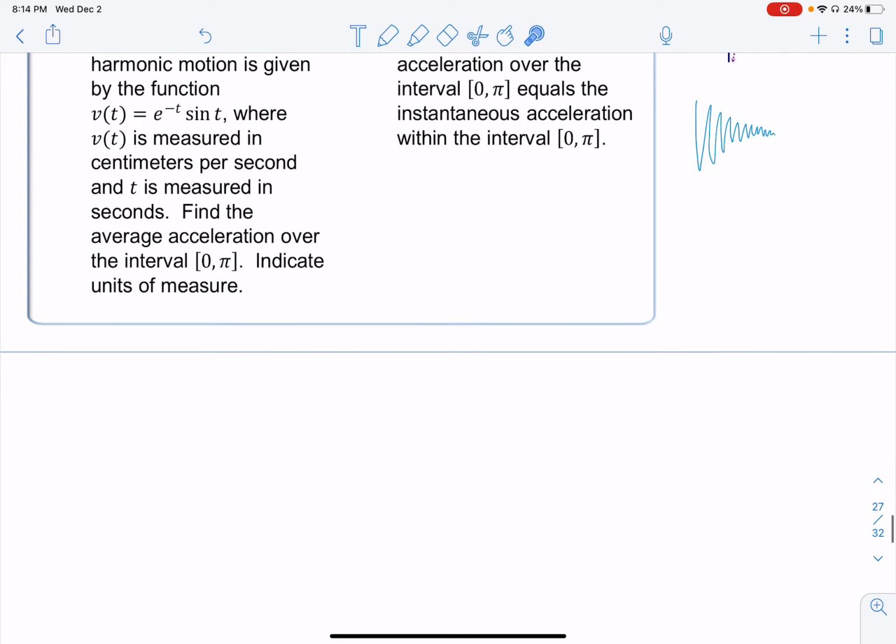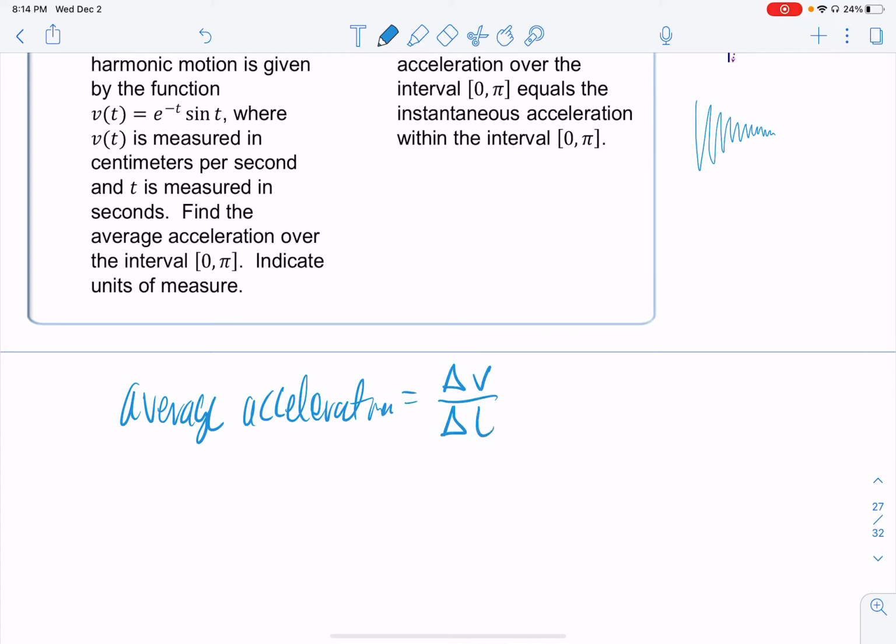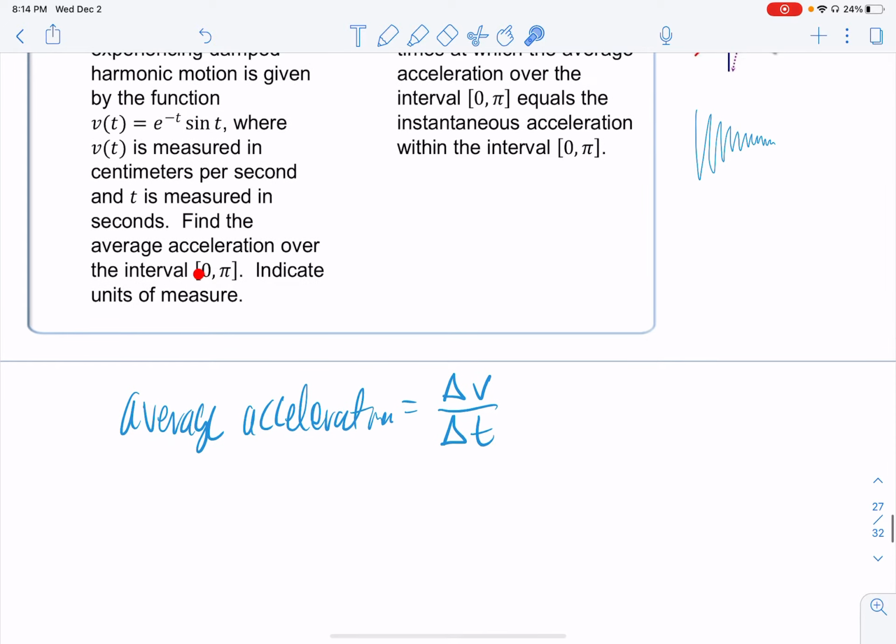All right, so we want average acceleration. Average acceleration is the change in velocity over the change in time. And we have a velocity equation, and we're looking for an average. This is not calculus. This is pre-calculus. This is just straight up slope. And it gives us an interval, with the t values here from 0 to pi.